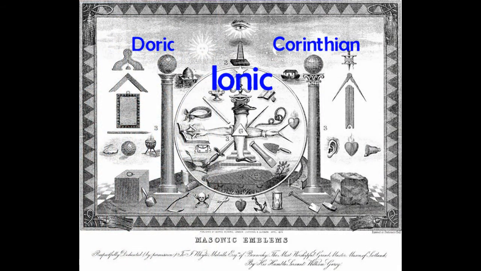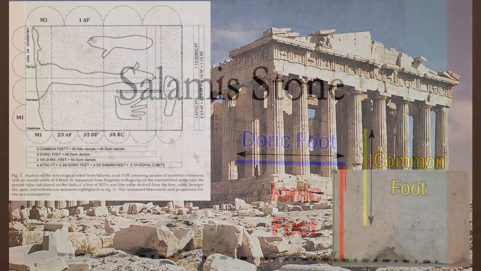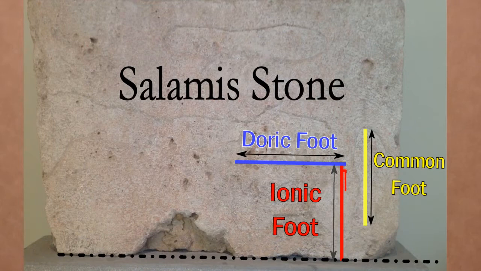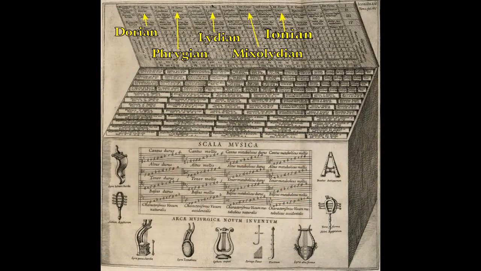And Doric and Ionic, okay, so we look back at the Parthenon, the Salamis stone, which shows many important things. One of the most beautiful points about the Salamis stone is it shows that the allegedly modern foot is at least 2,500 years old, and it would extend much further back than that.